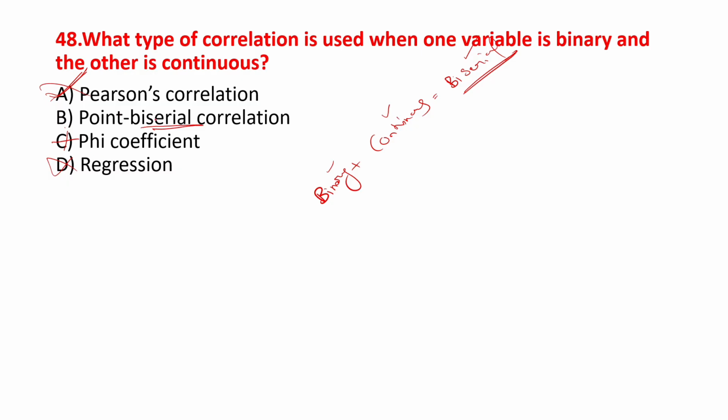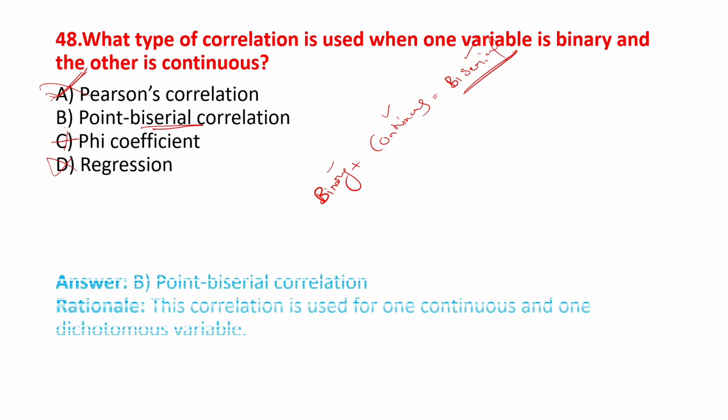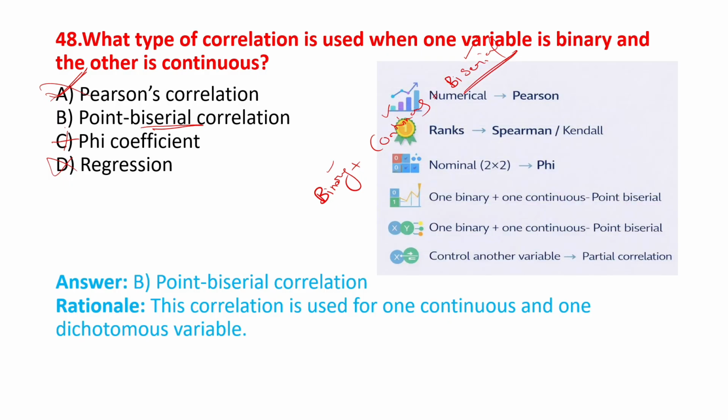Here both are not continuous data. One is binary, the second one is continuous series data. That's why.